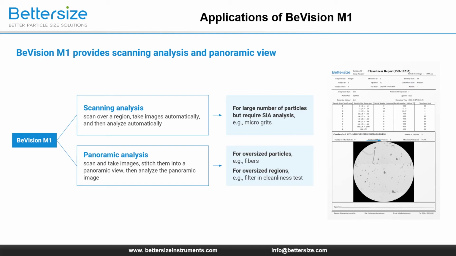And more importantly, it describes a large region and still keeps every microscopic detail of it. Thus, the panoramic mode plays an important role in two ways: observing large-sized particles, such as fibers, or observing large regions, such as filters.